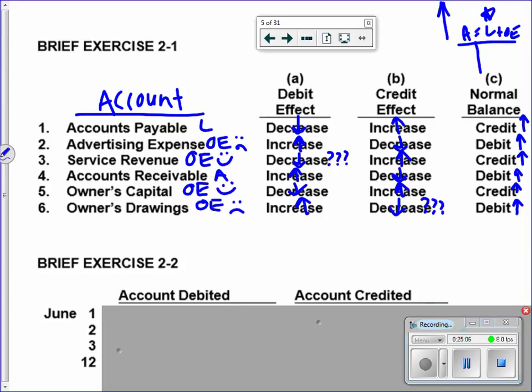Let's do one more. We're going to do brief exercise 2-2. Okay. So on this one, it looks like it wants you to set it up by date. What are we debiting and what are we crediting? So we're going to list the date and we're going to debit and credit. Tomorrow, we're going to actually learn how to journalize this instead of just talking about it. Tomorrow, we're actually going to do what accountants do. Ooh, exciting. We're going to journalize.